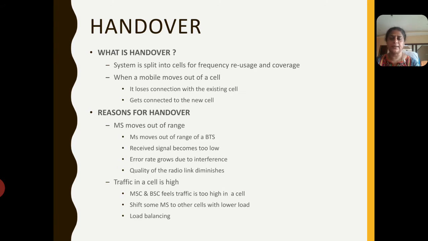The second reason is when a cell becomes highly loaded, that is, the number of mobile stations in a particular cell becomes very high and the BTS is not in a position to serve all the mobile stations in that cell. In this case too, we have to go in for a handover, wherein a mobile station is handed over to another BTS for the purpose of load balancing. So the two reasons for handover are, first, when the mobile station moves out of coverage of that particular cell, and second, when the cell becomes overloaded. These are the two reasons we have to execute the handover procedure.